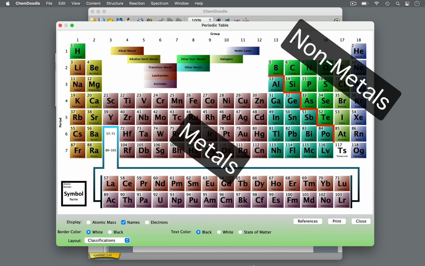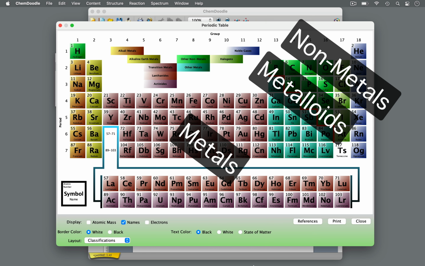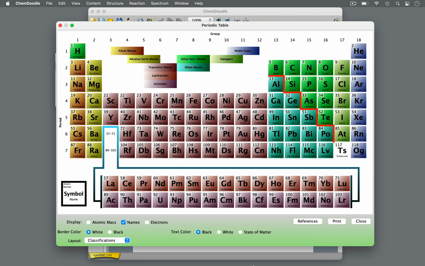Elements found along the line are considered metalloids, or semimetals. These can include boron, silicon, germanium, arsenic, antimony, and tellurium. These elements exhibit properties in between that of metals and nonmetals. They are brittle and can be dull or shiny. They can conduct heat and electricity, but not as well as metals, and are often used as semiconductors.